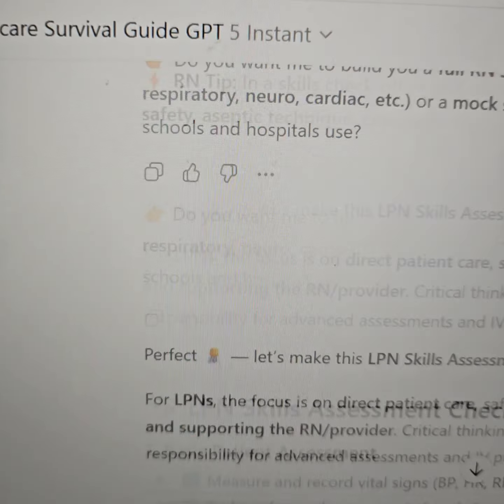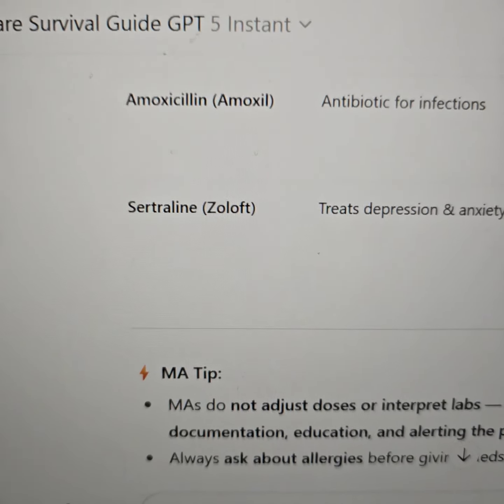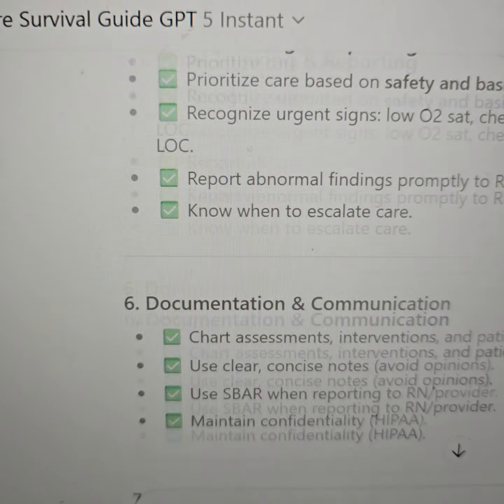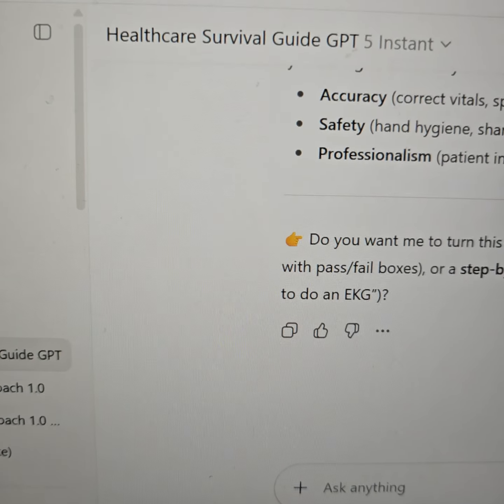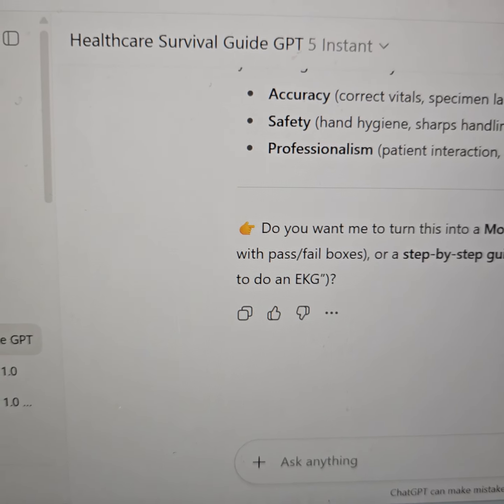So what did we cover so far? We covered pharmacology, and then we covered skills assessment. Now it doesn't stop there, guys. It gets better. Now, scenarios, case scenarios are key.